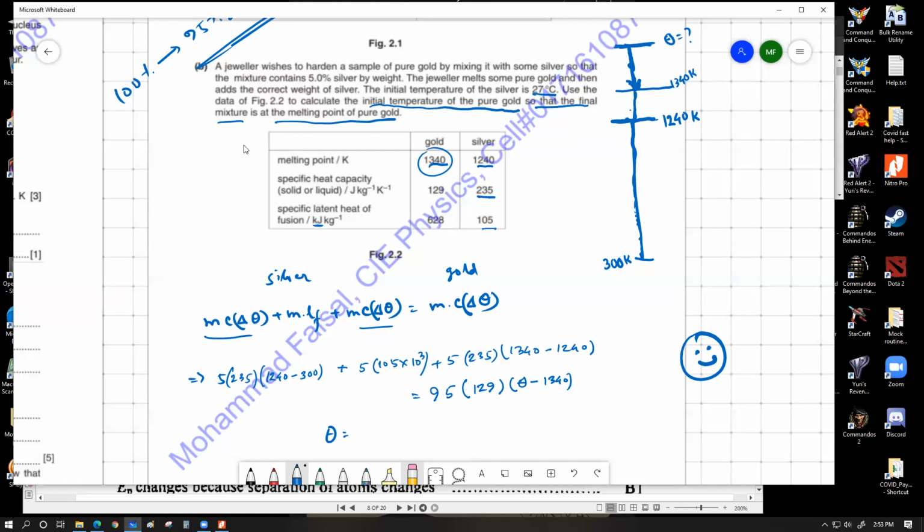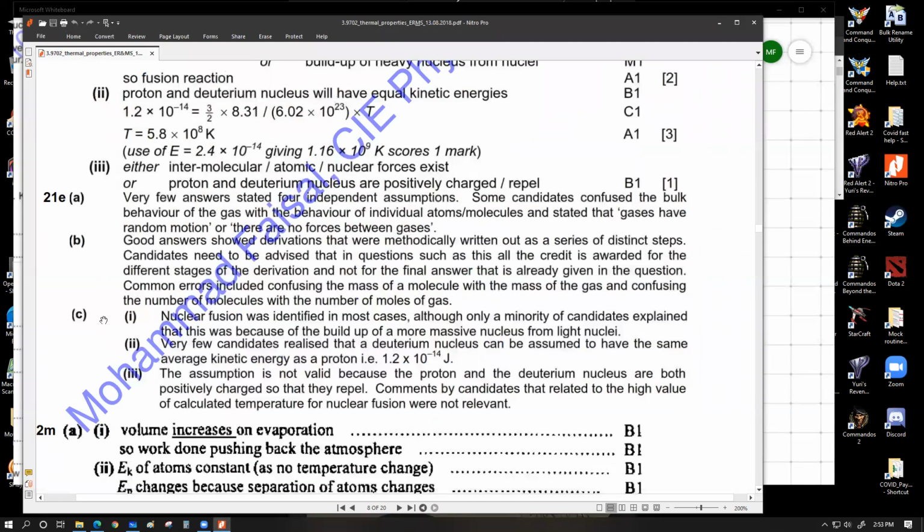1482.6. Okay, that's one answer. So look at the mark scheme.